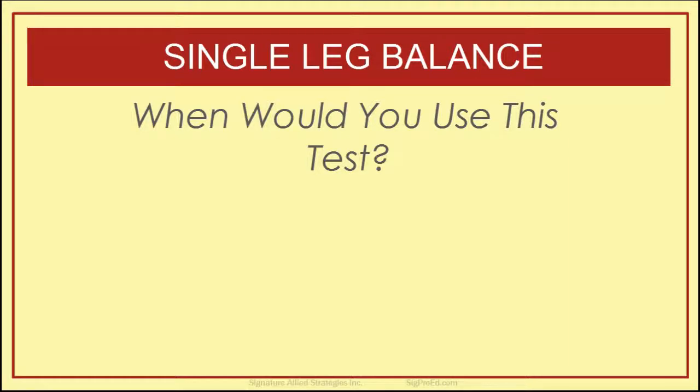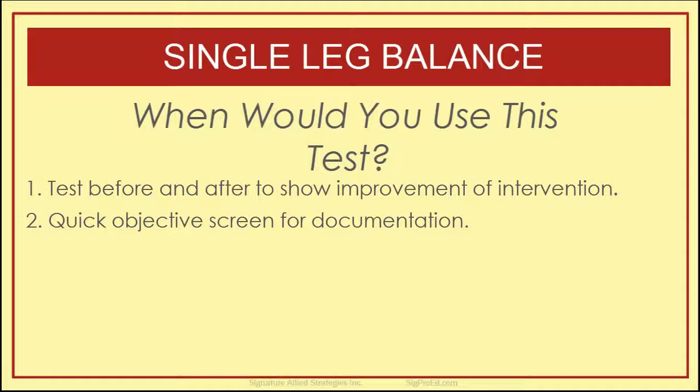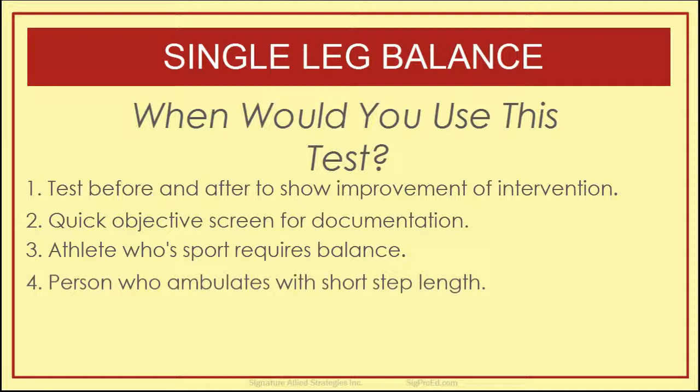Why and when would you use this test? You would choose to use this test as a before and after to show improvement of the intervention that you've done on your patient. Also, it is a quick objective screen for documentation. It's a great thing to use as a documentation tool, as it's been shown to be reliable and valid in the literature. You would use it on athletes whose sport requires balance, particularly single leg balance, like a dancer or gymnast. With a person that would ambulate with a short step length, maybe they are ambulating with a short step length because they lack single leg balance during the stance phase of gait.